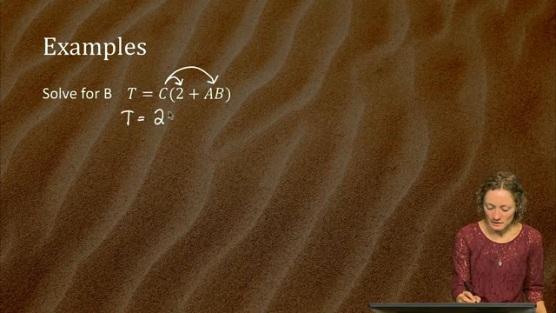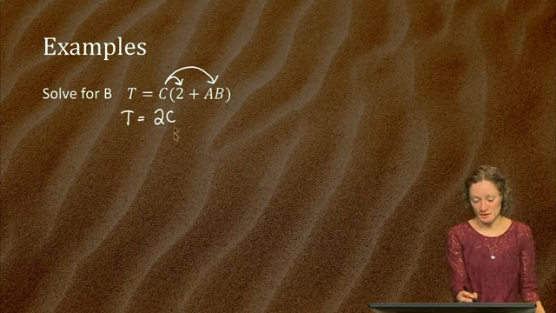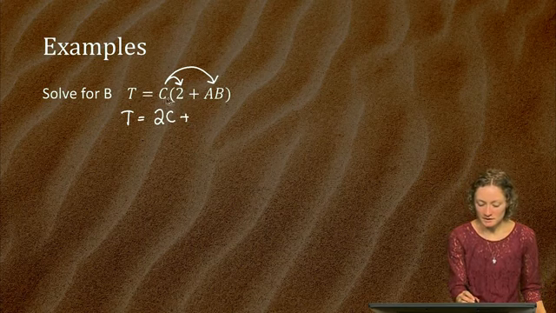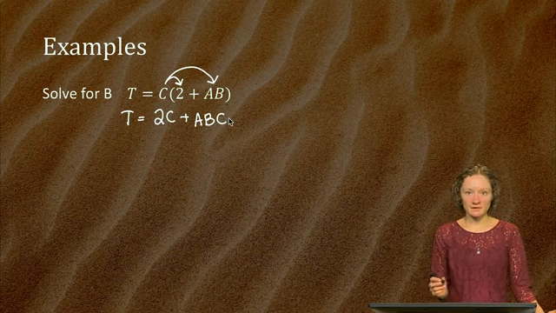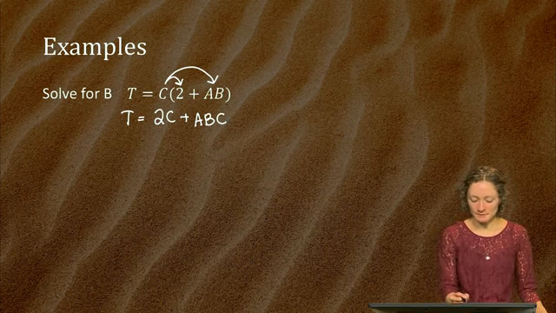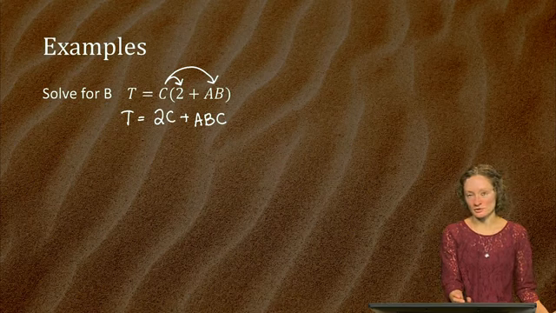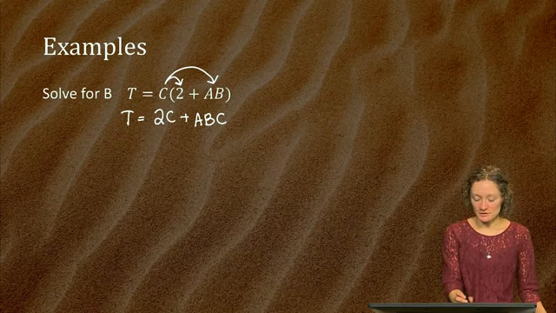We have 2 times C. If you wrote this as C2, that's fine. Plus C times AB. I'm going to write them in alphabetical order, A, B, C. They're all being multiplied. It doesn't matter which order you write them in. I'm going to choose alphabetical. If you put a different order, it's fine.